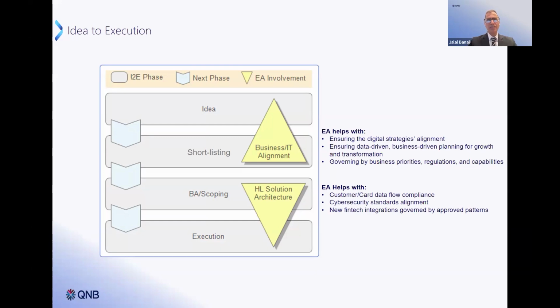Then the third layer mainly focuses on solution architecting, scoping, and business analysis, which is a step into more technical aspects. We help with the high-level solution architecture here. To provide more practical examples, I refer to customer and card data flow compliance in particular scenarios like PCI DSS. So we help with these types of scenarios.